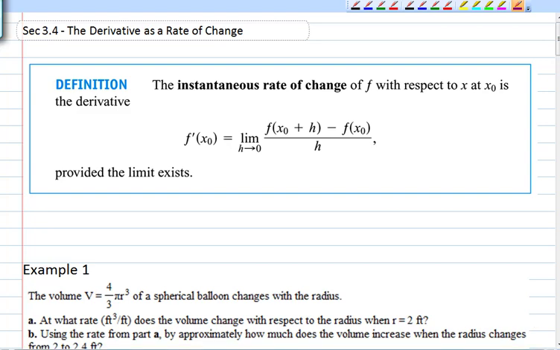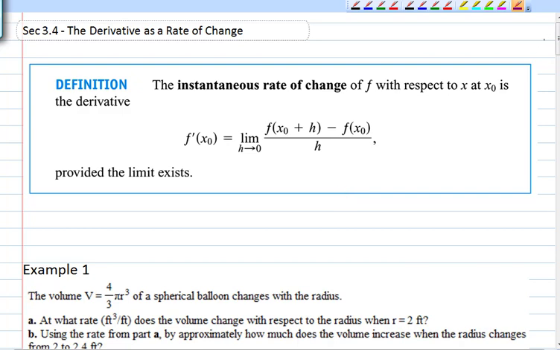Section 3.4 covers something that we've already done. We're just going to put a new name to it, and that is an instantaneous rate of change. The derivative is an instantaneous rate of change. So the derivative evaluated at some point will be the limit as h approaches 0 of f of x at that point plus h minus f of x over h. This we learned in previous sections was the derivative.